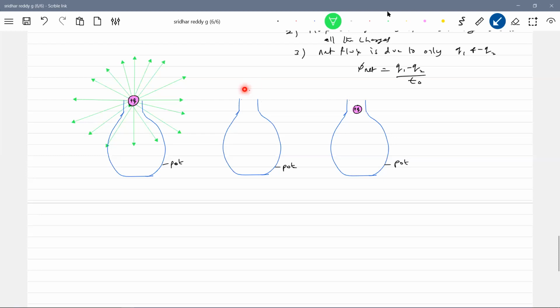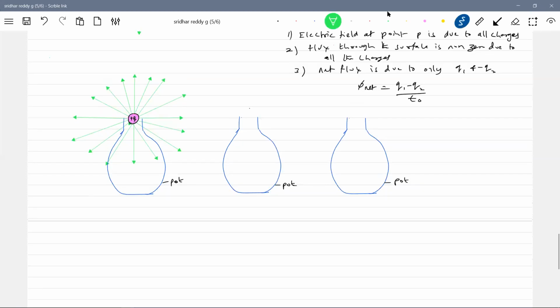No, I think I'll take help of this diagram. First case, how much flux through the pot? What is the question? Find the flux through the pot. First case, second case. So the first diagram. Second, third. How much flux in the first diagram?